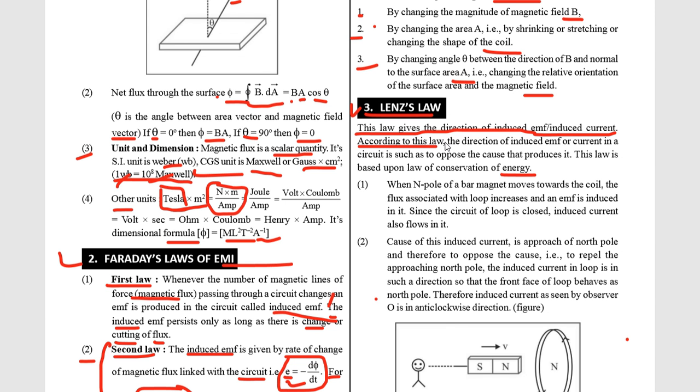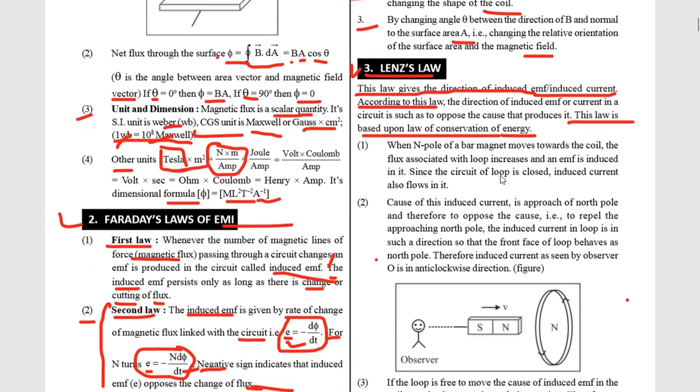It opposes the same cause by which it is generated or produced. Okay, so in simply you can write, according to Lenz's law, the direction of induced EMF is such that it opposes the cause by which it produces itself. So this is a very interesting law. And this law is based on the law of conservation of energy. This statement is very important and you must remember it: Lenz's law is based on the law of conservation of energy. So let's see how energy is conserved in this process.